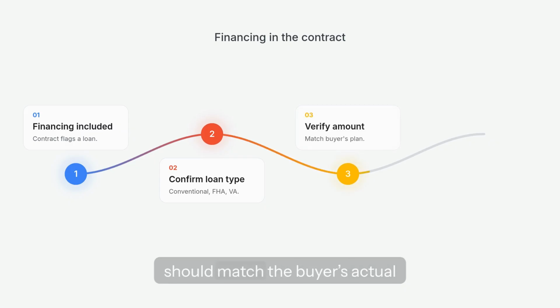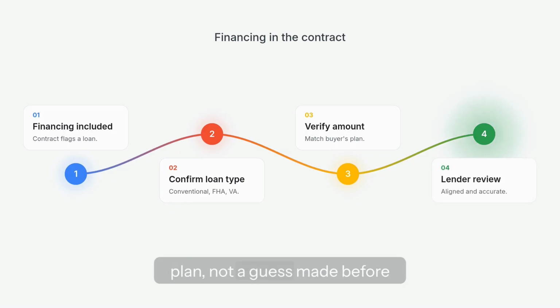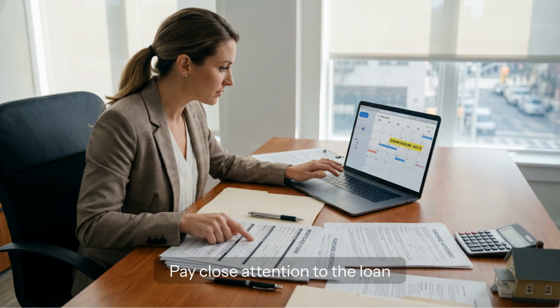Those details should match the buyer's actual plan, not a guess made before lender review. Pay close attention to the loan approval period. That window is where the buyer works toward approval, and the agent should calendar it immediately from the effective date.